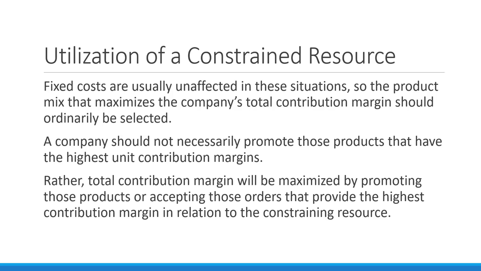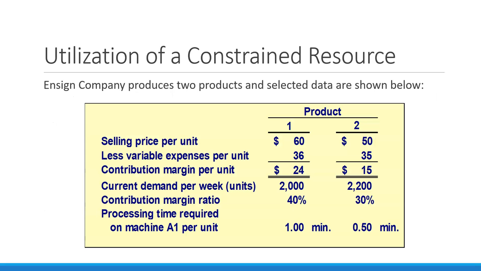We don't necessarily want to promote those products that have the highest unit contribution margins. Rather, we want to look at the contribution margin that's maximized by promoting the orders that provide the highest contribution margin in relation to the constraining resource. That was a lot of words for this concept. Let's look at an example.